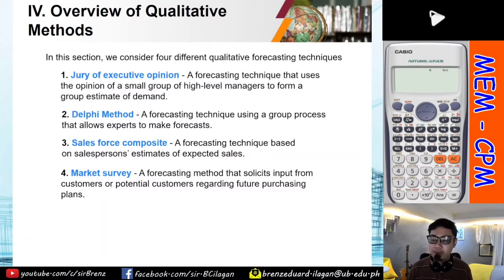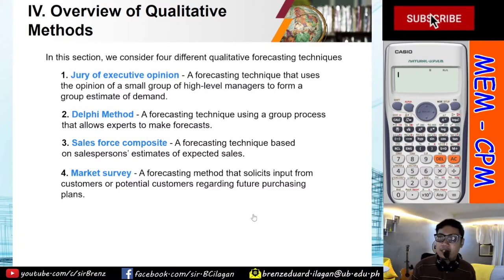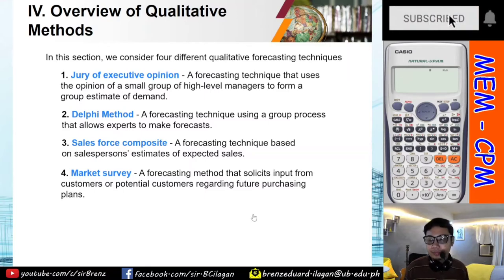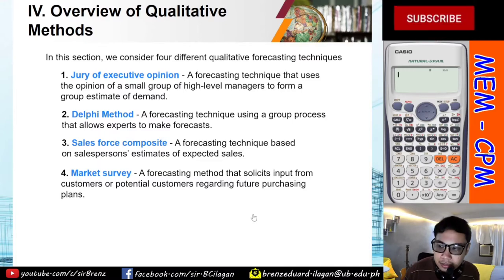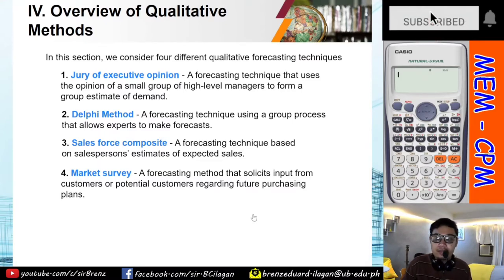Okay, so guys, ito yung apat na different qualitative forecasting techniques. Again, these are jury of executive opinion. We have the Delphi method. Pa-correct na lang kung Delphi o Delphi method yan. Next is the sales force composite, and last is the market survey.